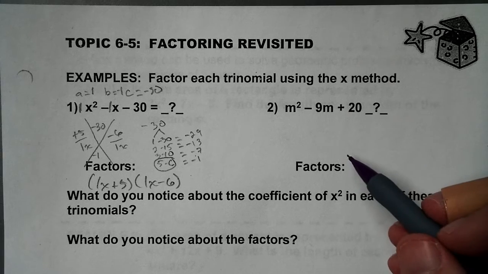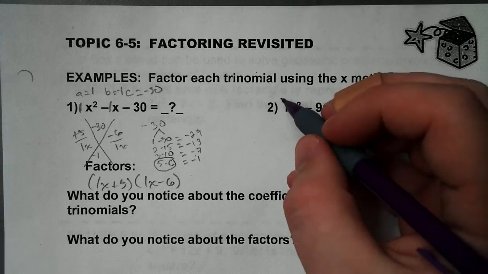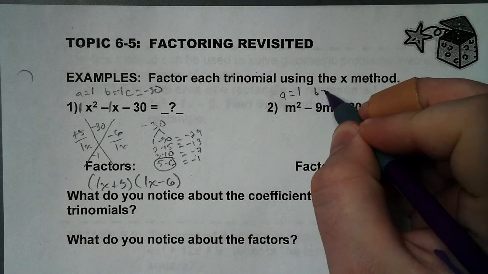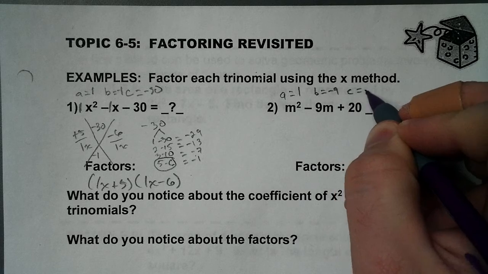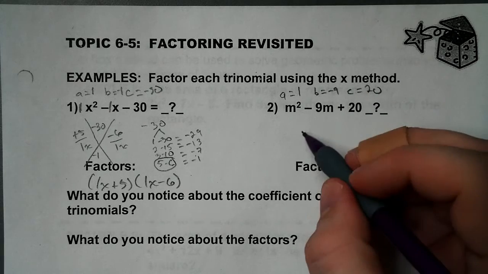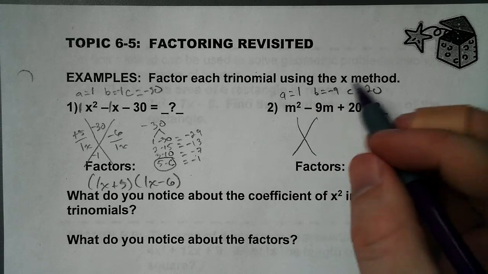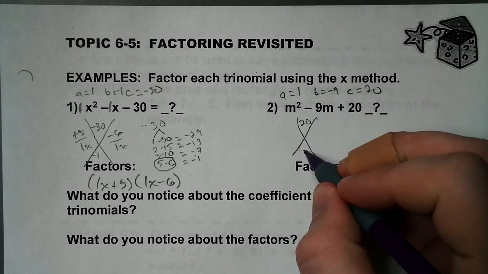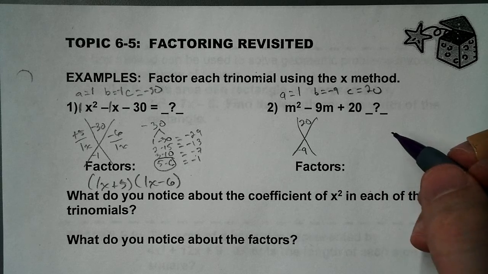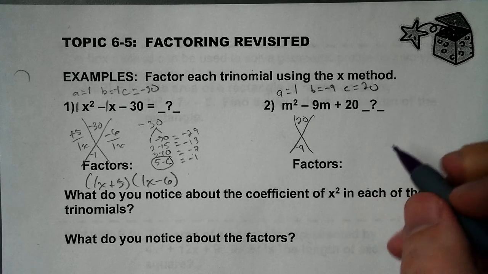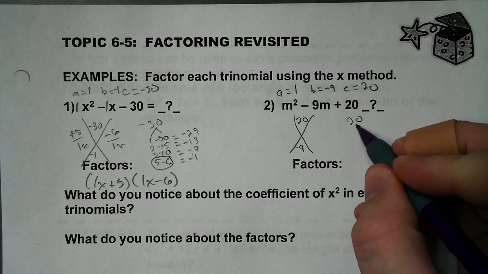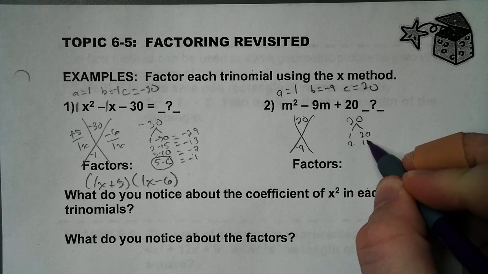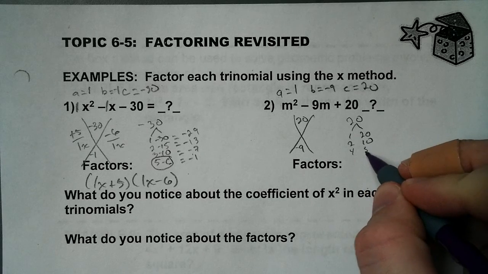Let's do the same thing for number 2. First thing, label your A, B, and C. Big X. Top is A times C, so 1 times 20, which is 20. Bottom value is B, so that's negative 9. And now we've got to find the factors of 20 that add up to negative 9. So 1 and 20, 2 and 10, 4 and 5, and that's it.